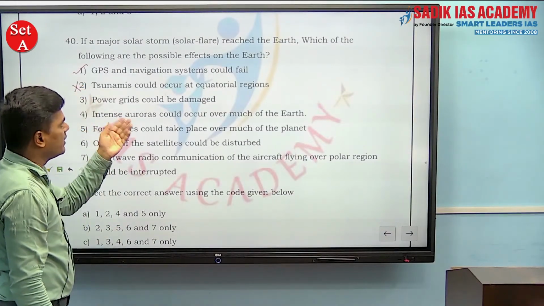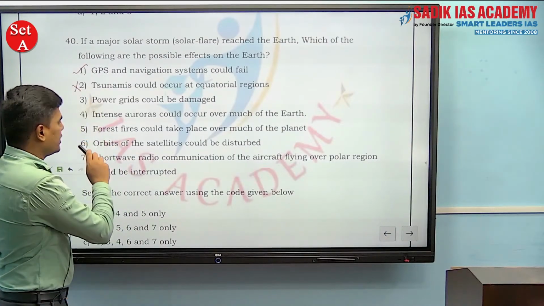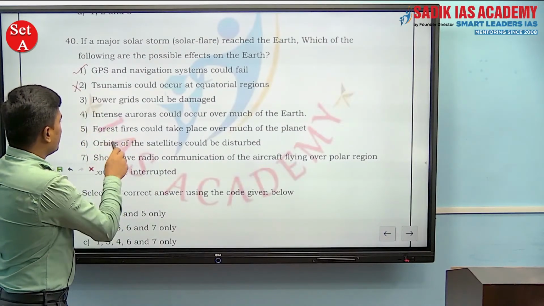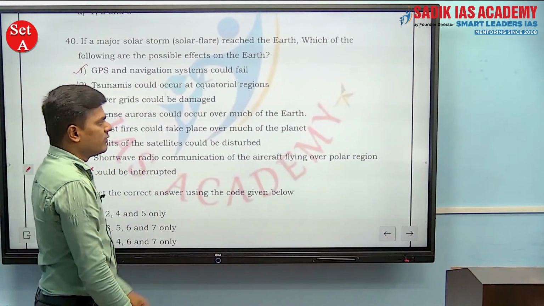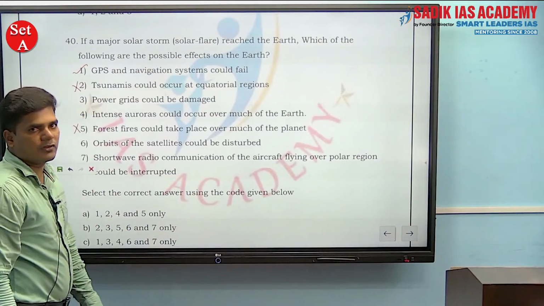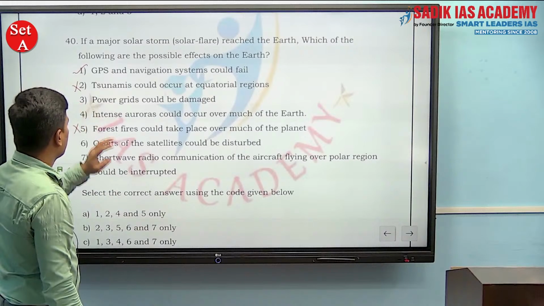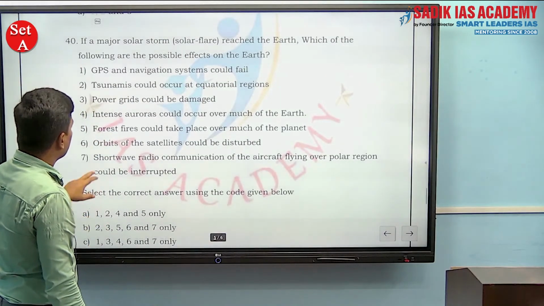Power grids could be damaged, and this is correct. Forest fires could take place over much of the planet. No, this will not happen, so this is not going to be an impact of the solar storm. Other things are correct. So you have to eliminate 2 and 5. You have to look for the option which does not contain 2 and 5.